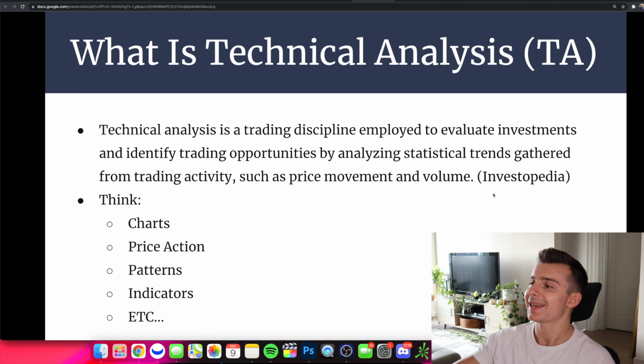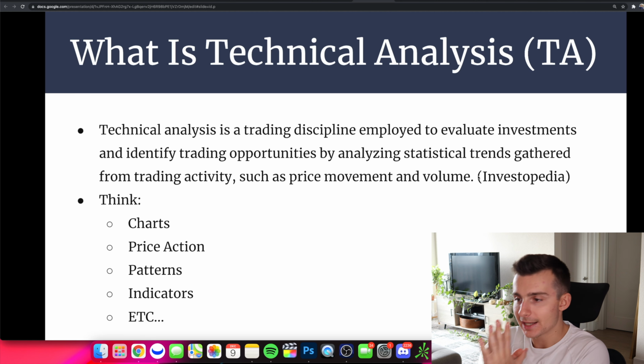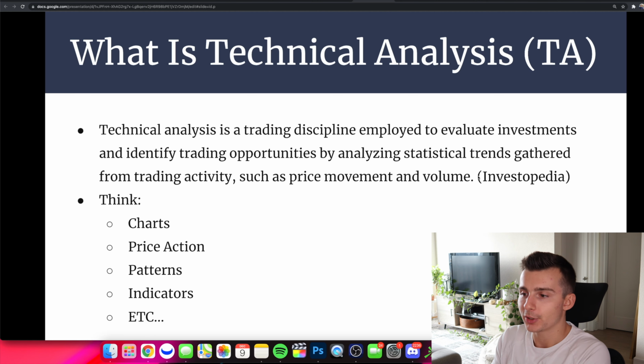So what is technical analysis? This is what you're going to get from Investopedia. If you want a definition from Investopedia, here you go. But the way I see it is we're utilizing the past, we're utilizing numbers, data, charts, candlestick patterns, volume, all that good stuff, and we're using that to help predict the future. We're analyzing these numbers, these indicators, and price action to help predict the future.